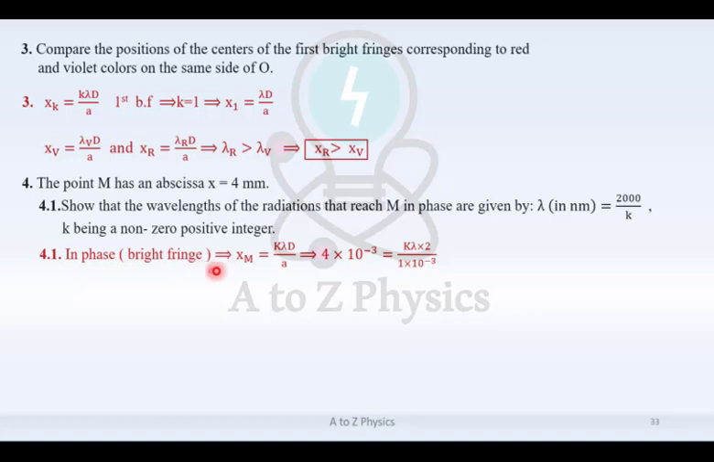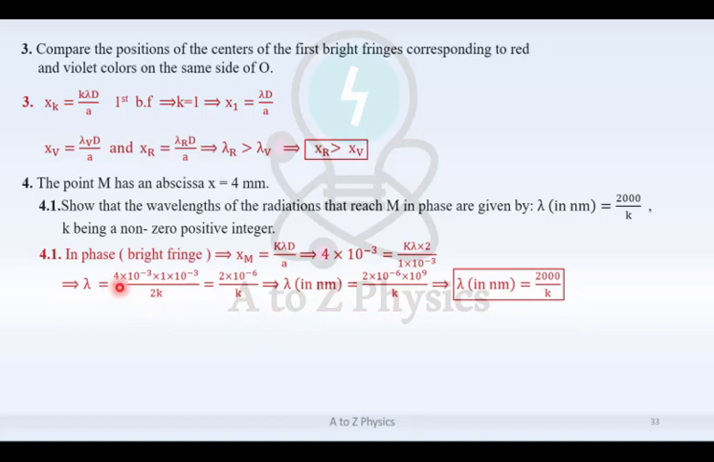So for a bright fringe, the position of any bright fringe is equal to k lambda d over a. We substitute the value of x, the value of d, and the value of a. We will have lambda equal 4 times 10 to the power minus 3 times 1 times 10 to the power minus 3 over 2k, which is equal to 2 times 10 to the power minus 6 over k in meters. In nanometer, the answer will be 2 times 10 to the power minus 6 times 10 to the power 9 over k, so it will be equal to 2000 over k.